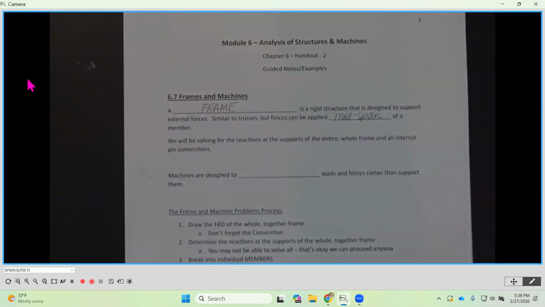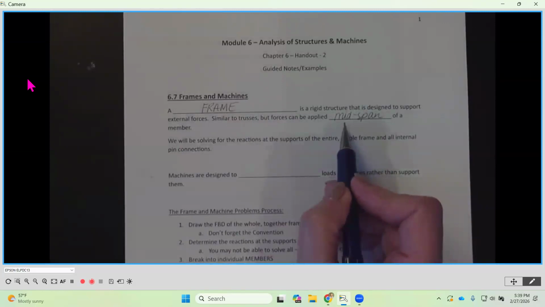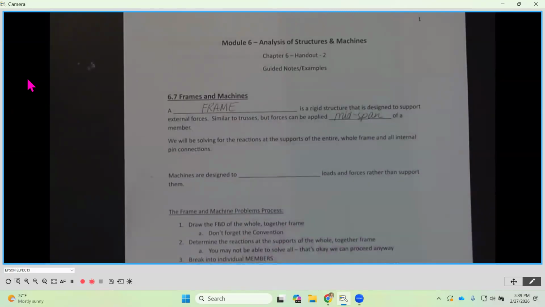mid-span of a member. So if you recall, for trusses, all of the loads had to be at the joints, and that was where the members in the truss would be connected. We couldn't put a force like in the middle of one of those members. But here on a frame, this is the main difference. We can apply forces mid-span, and that is totally fine.